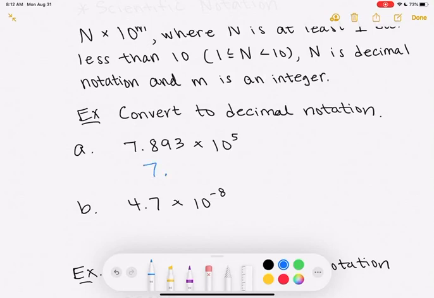7.893. So I'm going to go 1, 2, 3, 4, 5. And for those last two where we don't have anything there, we're going to put in the zeros. So that final answer is 789,300. It's kind of hard to see, so I'll write it nicely off to the side. 789,300. So that is 7.893 times 10 to the fifth.